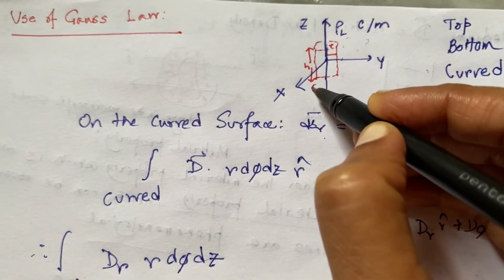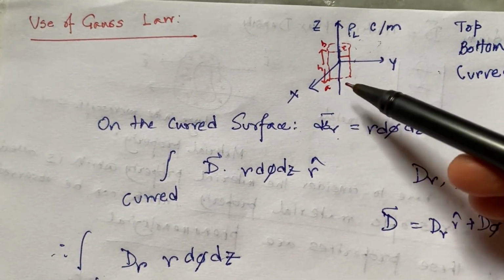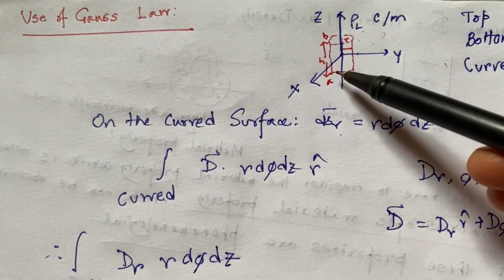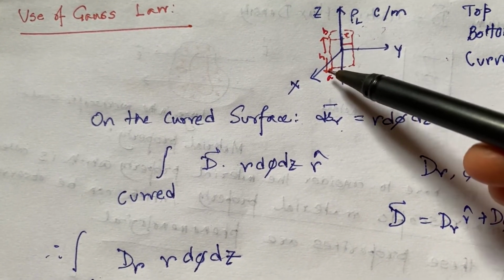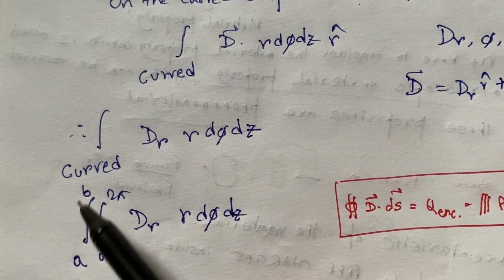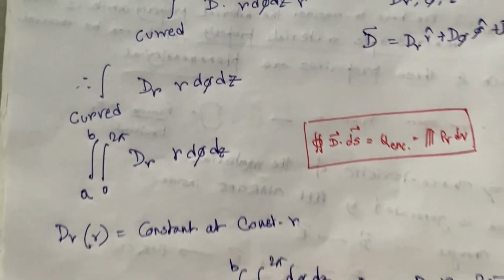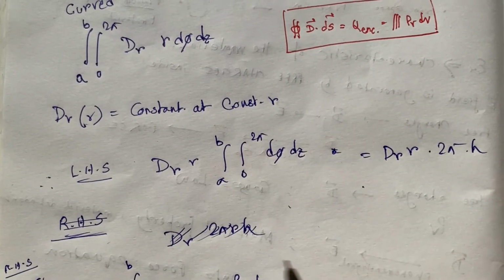A is this point and B is this point. So this length from A to B is h. So this is basically an integration. This integration runs for h, actually, the length of the cylinder.